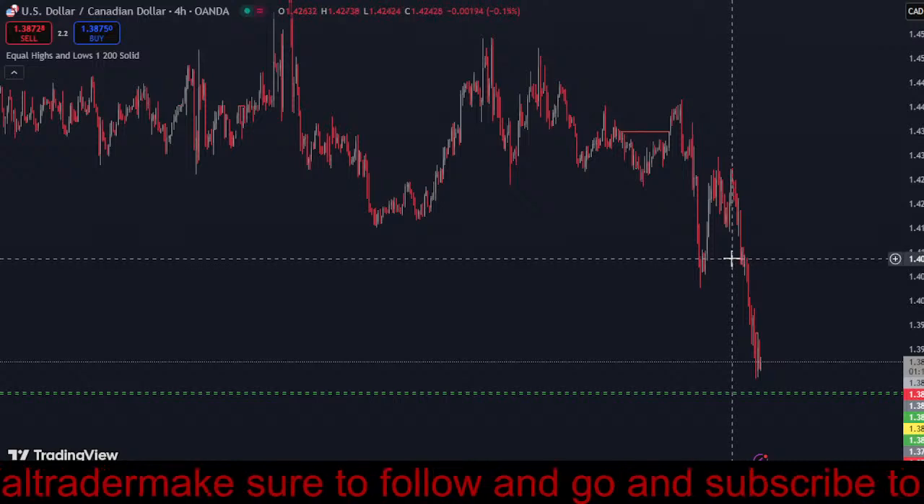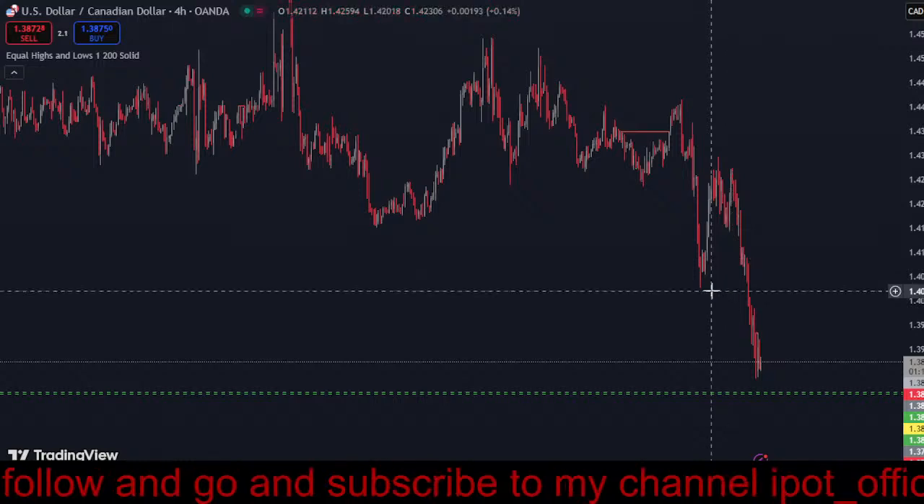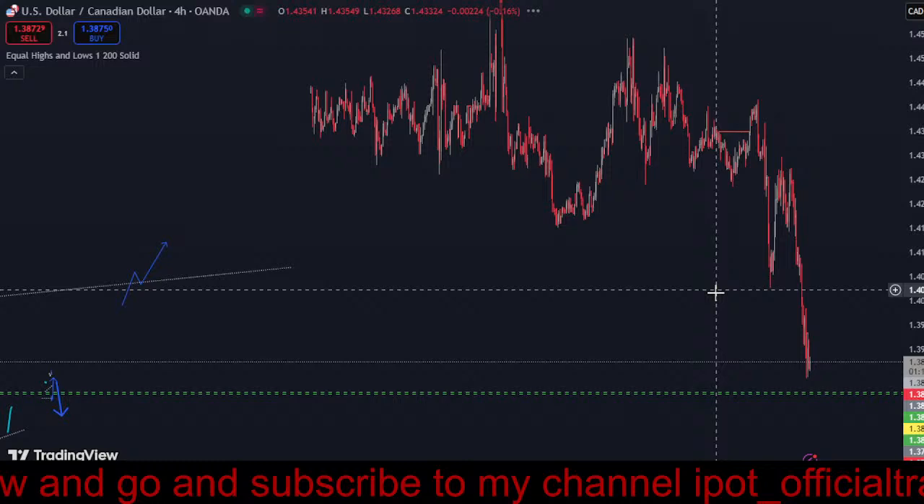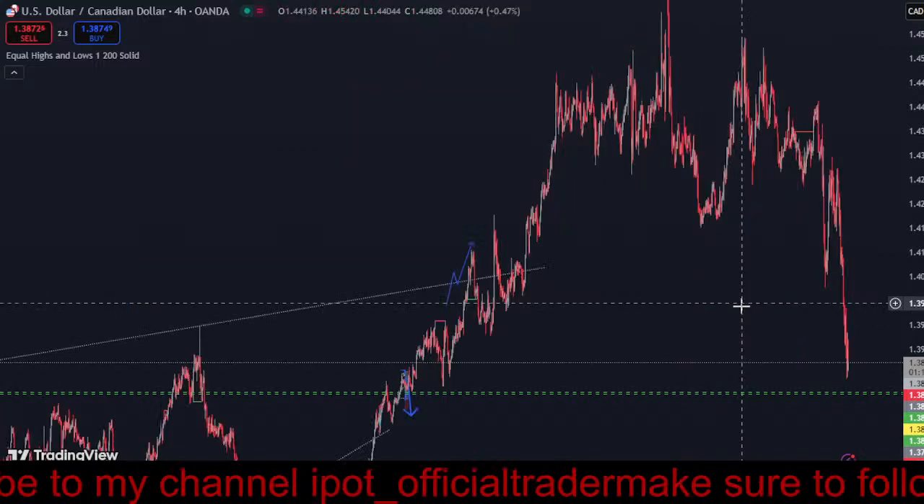It feels as if USDJPY had a perfect structure. This one was a good structure for sure. But what is really going on here? So many drawings.